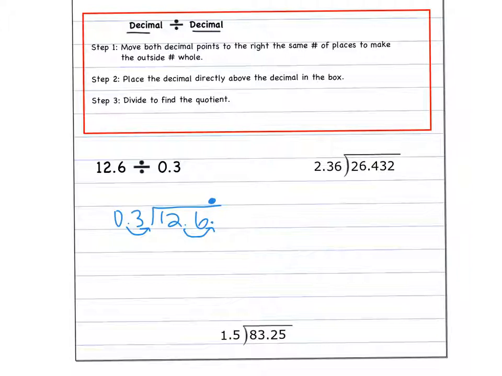Now we think of the numbers as 3 and 126, and then we divide. 3 can't go into 1. However, it goes into 12 4 times. 4 times 3 is 12. Do your subtraction. Bring down the next number. 3 goes into 6 2 times. Multiply. 2 times 3 is 6. Do your subtraction. Nothing else left over. Answer is 42.